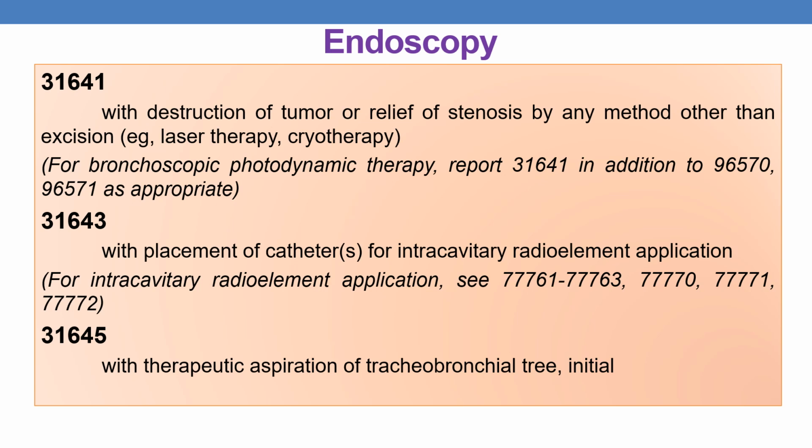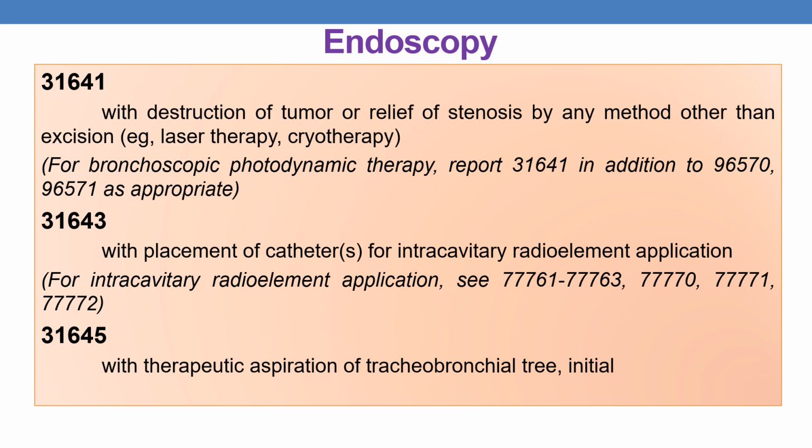The next is 31643. It deals with bronchoscopy rigid or flexible with placement of catheter for intracavitary radio element application. And for intracavitary radio element application, you need to see 77761, 77763, 77770, 77771 and 77772.